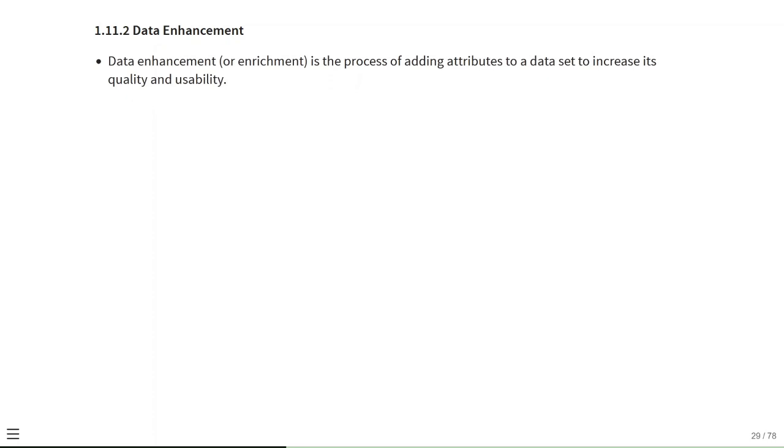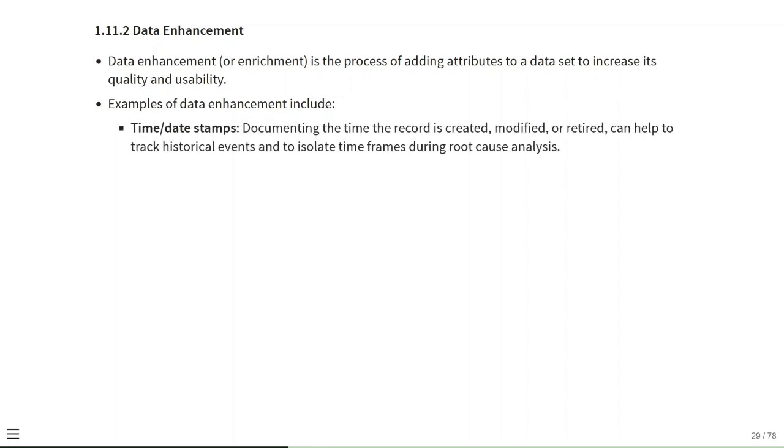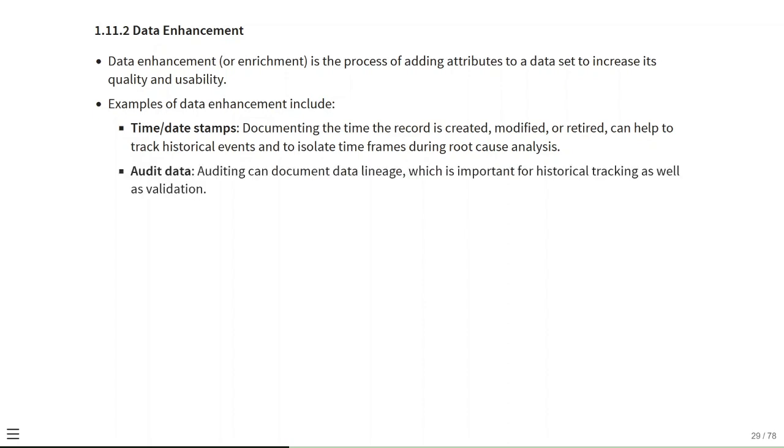Data enhancement or enrichment is the process of adding attributes to a dataset to increase its quality and usability. Examples of data enhancement include time date stamps, documenting the time the record is created, modified, or retired, which can help to track historical events and to isolate time frames during root cause analysis. Audit data. Auditing can document data lineage, which is important for historical tracking as well as validation.